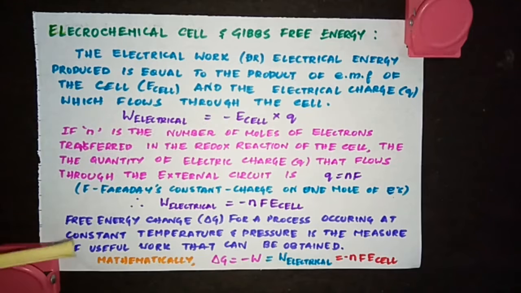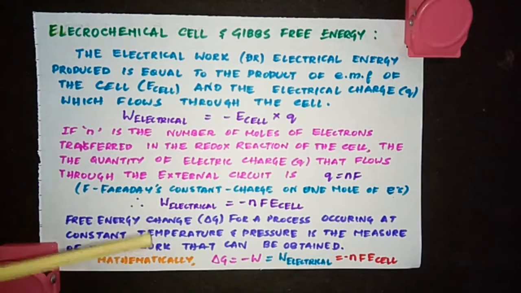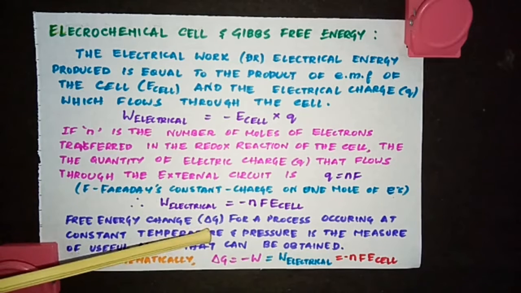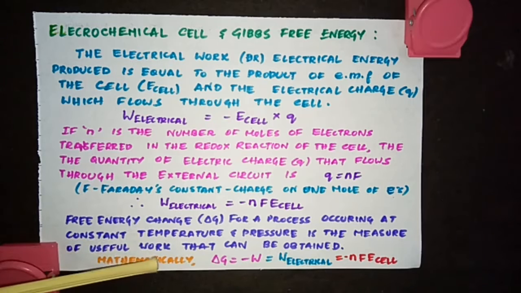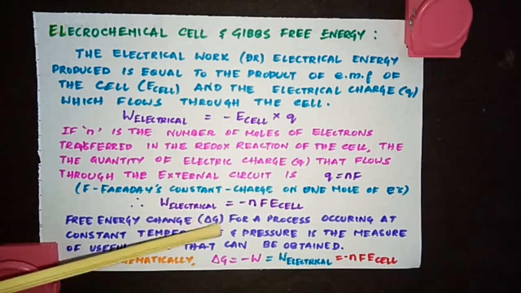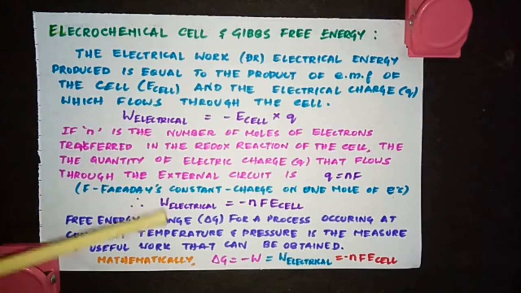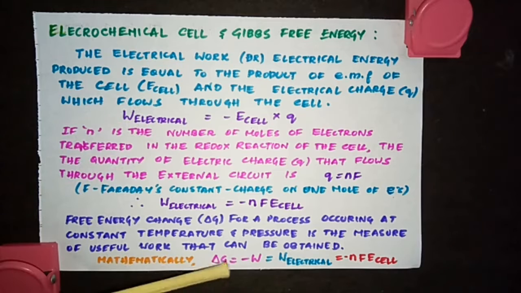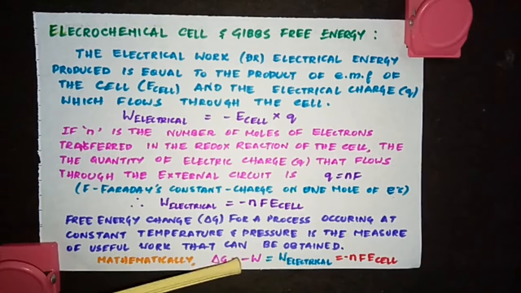And now coming to the main topic, free energy change. So Gibbs free energy is represented as G and free energy change is represented as delta G, for a process occurring at constant temperature and pressure, is the measure of useful work that can be obtained. So when we studied thermodynamics in grade 12, we have seen that delta G is the measure of useful work that can be obtained. So mathematically you can represent delta G is equal to minus W. And now here we are talking about electrical work done. So you can equate this work to the electrical work done, so that is equal to minus nF E cell.